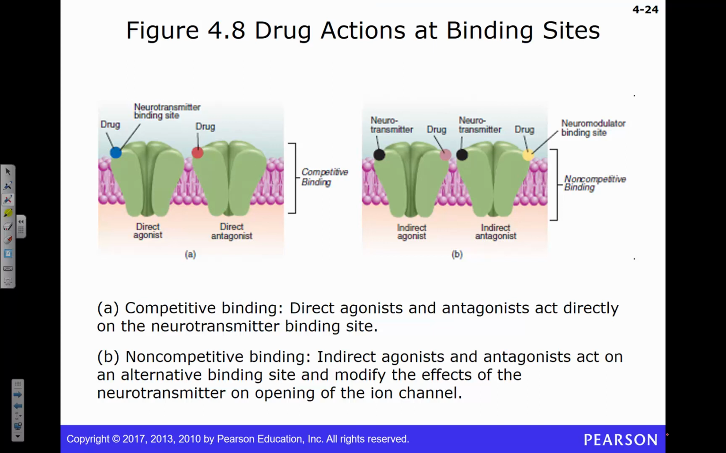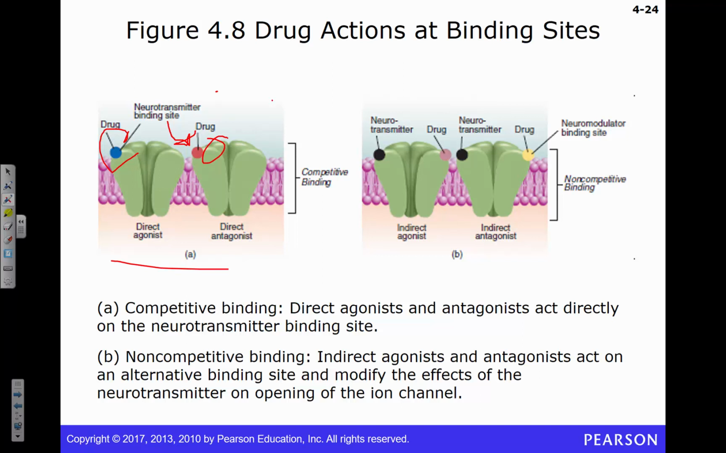Here you go. These are direct agonists, direct antagonists over on this side. Again, the drug is going to bind directly to that neurotransmitter site. Okay? Not a big deal. This is going to be competitive binding. They're both going to be headed for that same site. The drug and the molecule of the neurotransmitter are both going to be trying to get in there. Their affinities are going to be similar. The drug gets there, it's going to activate it. If the neurotransmitter gets there, it's going to activate it.